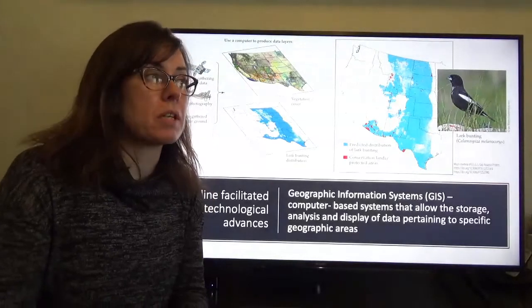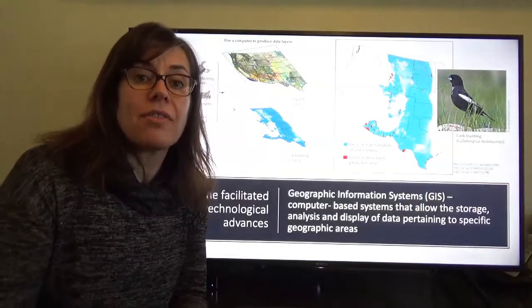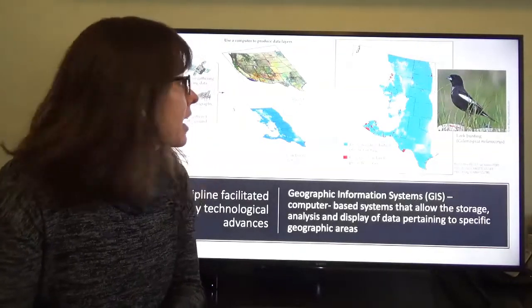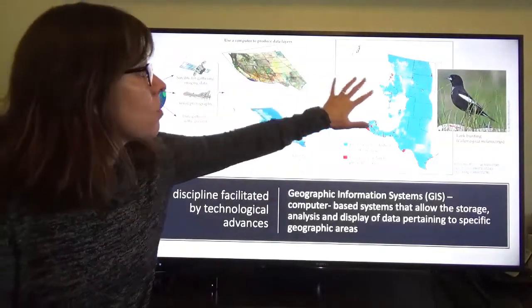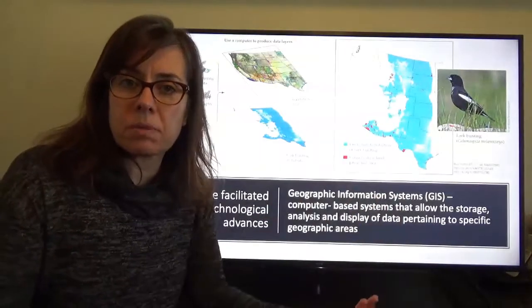And as we saw in Dr. Strahlberg's talk, we can apply different models and say, well, as this vegetation shifts, what will that do to the distribution of the species of interest?